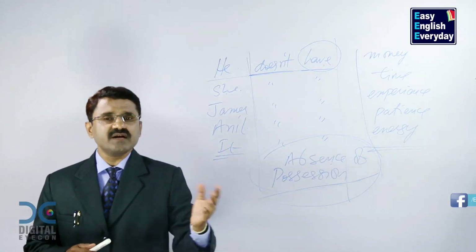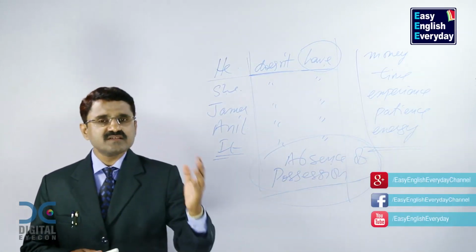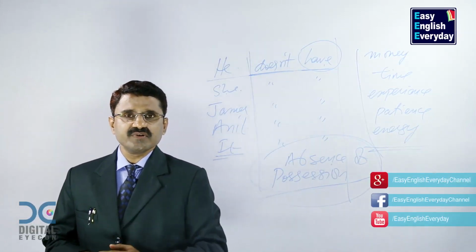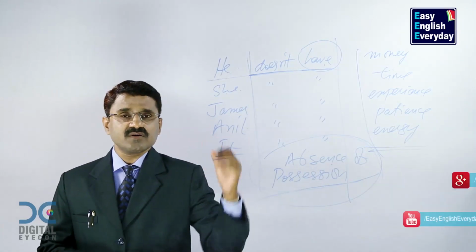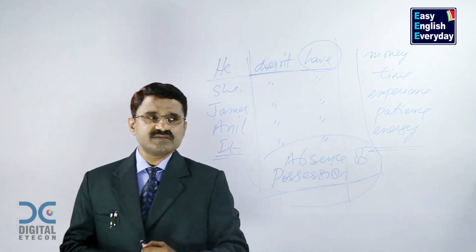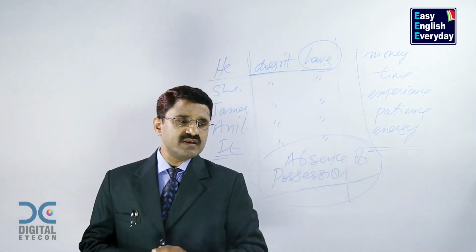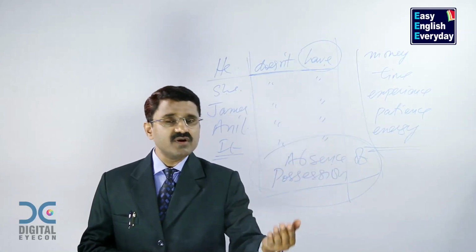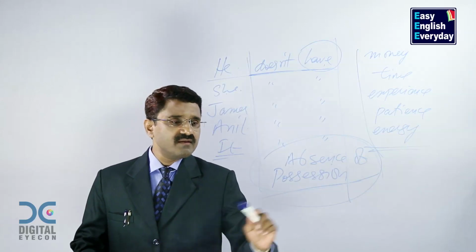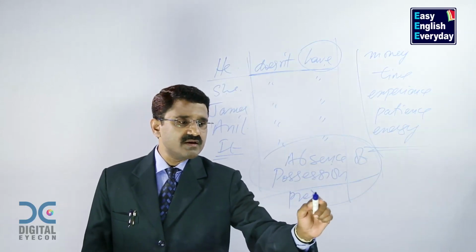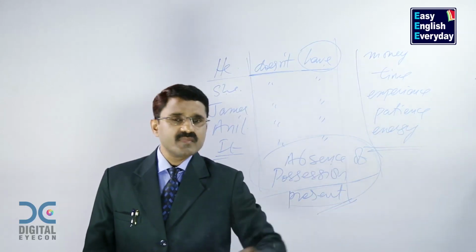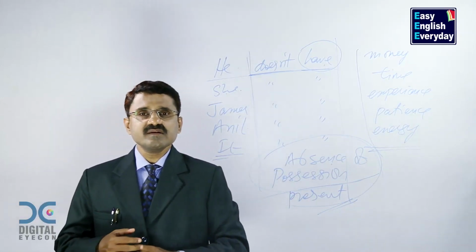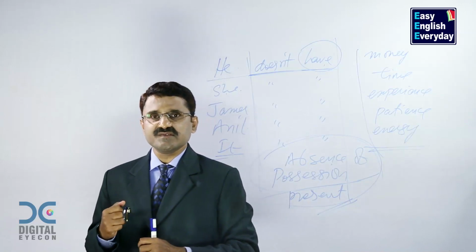He doesn't have time to talk to me. He doesn't have energy to play football. He doesn't have money to buy books. He doesn't have the confidence of giving the answers. That is how we use these sentences. They are used to talk about absence of possessions, and these examples indicate present tense. So friends, this is how does helps me in making sentences.